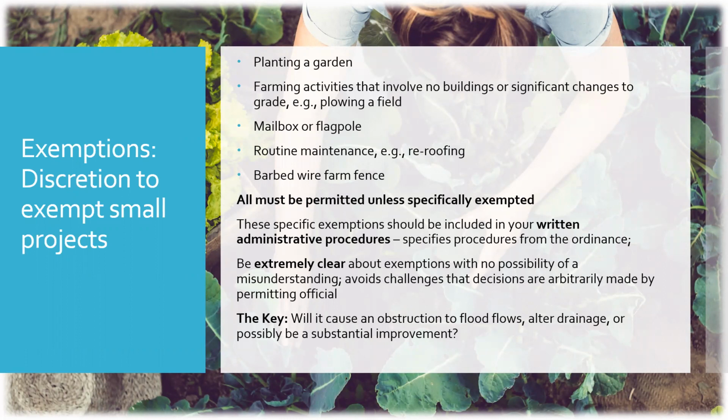So a barbed wire fence compared to a large wooden privacy fence, definitely not the same thing. A wooden fence is going to cause an obstruction. And the same thing with chain link fences. We hear a lot that chain link fences will allow water to flow through, but it usually ends up getting clogged with debris at some point. And so that's something we have to think about. Would it cause an obstruction?